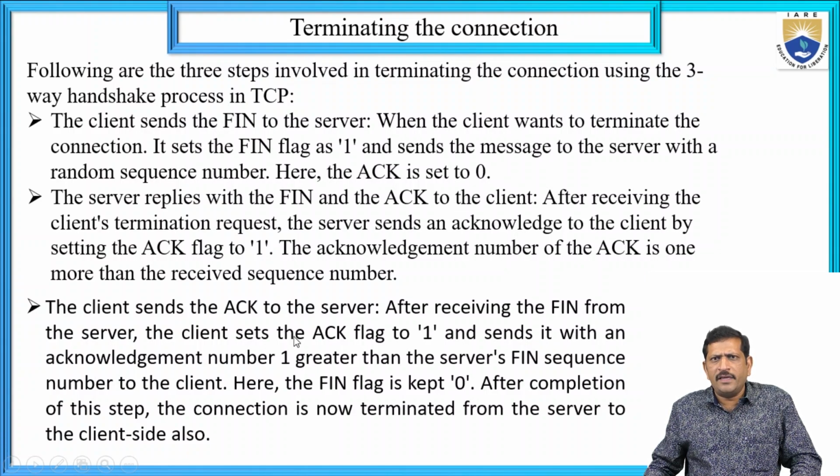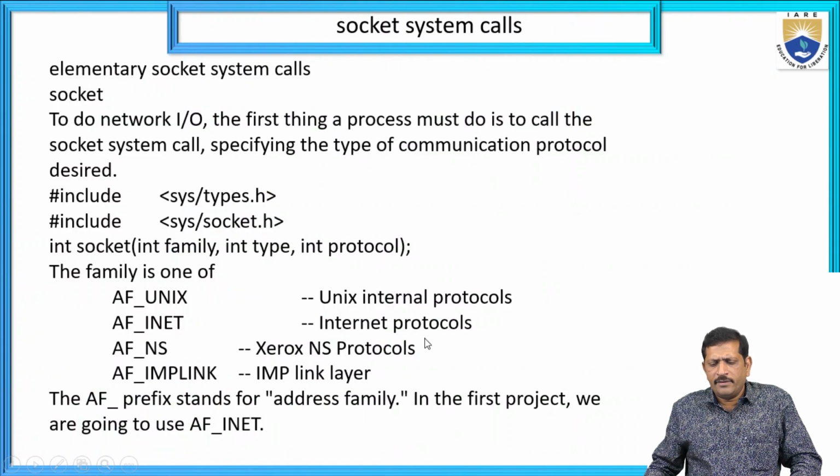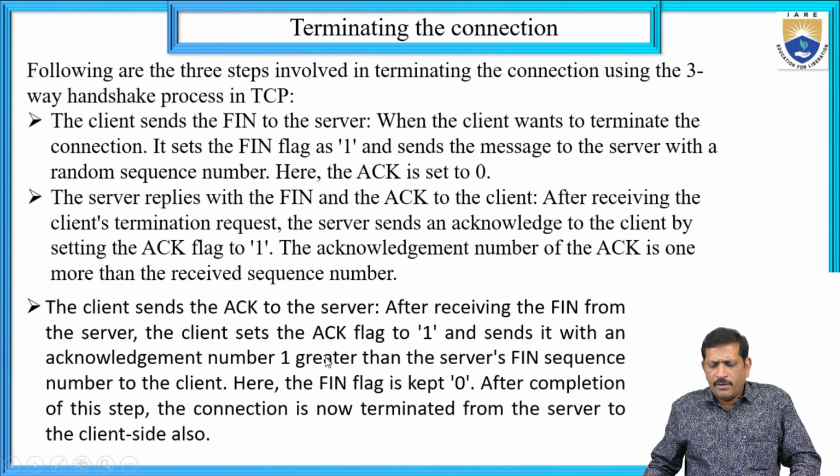The client sets the acknowledgement flag to 1 and sends it with an acknowledgement number 1 greater than the server FIN sequence number, to the server. Here the FIN flag is kept 0 after the completion of the step. The connection is now terminated from the server to client side also.